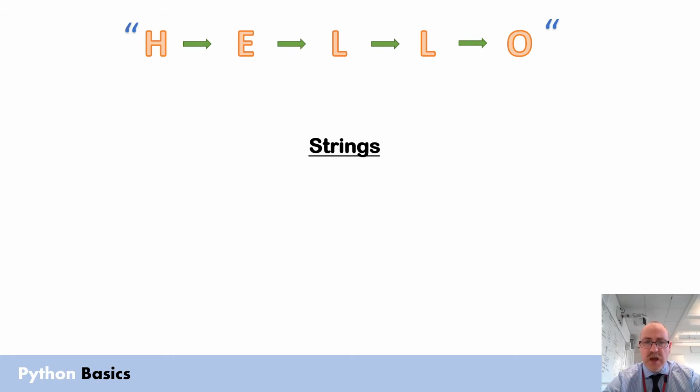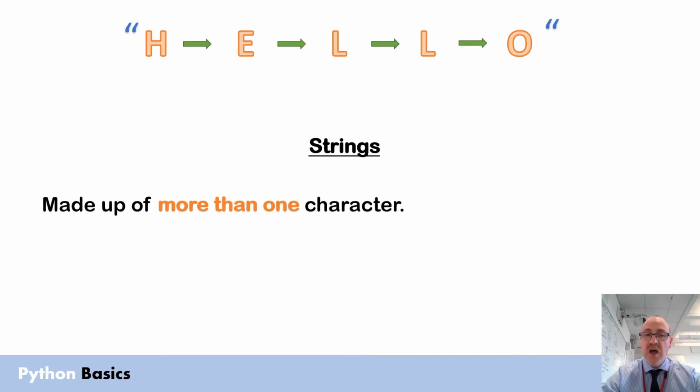On the screen, I have a series of characters. I've got the character H, an E, an L, another L, and an O. If I put all those characters together, I get a string. This is what we call strings. They are made up of more than one character. That's the key element of a string.